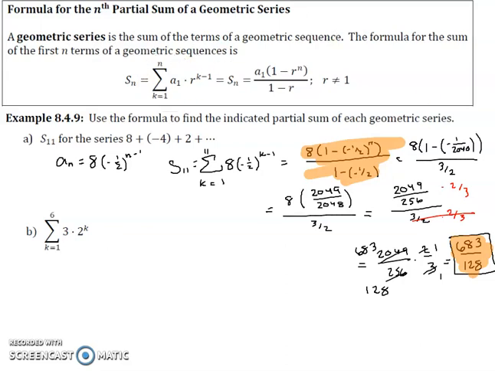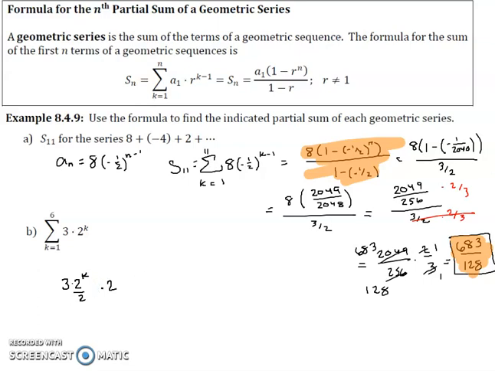However, I want to take a closer look at our exponents. This is a1 times r to the power of k minus 1, while here I've got my a1 times r to the power of k. So I need to do some manipulating to make sure that the forms match. So this 3 times 2 to the power of k, I actually want to be a k minus 1. So what I will do is I will go ahead and divide by 2 and then multiply by 2.